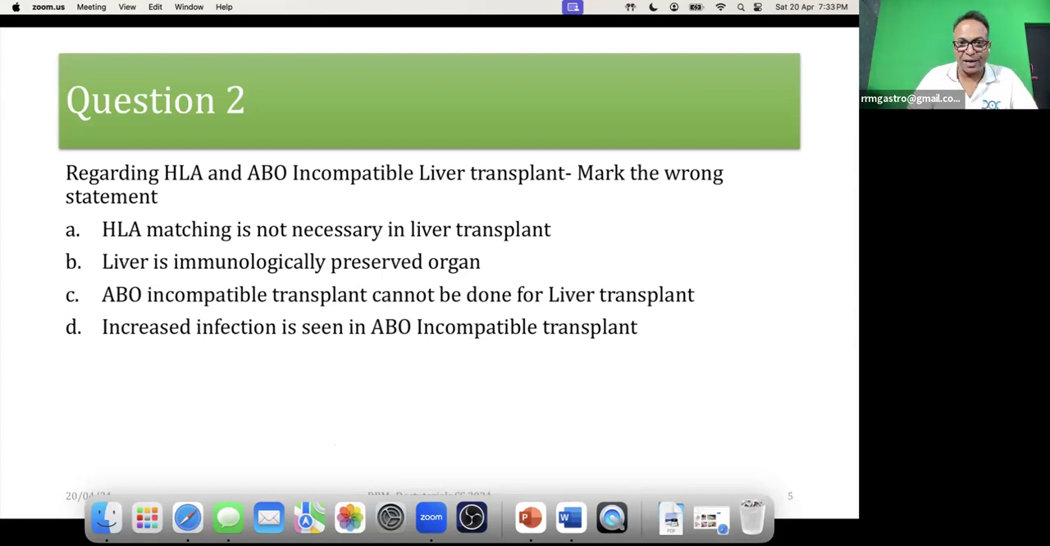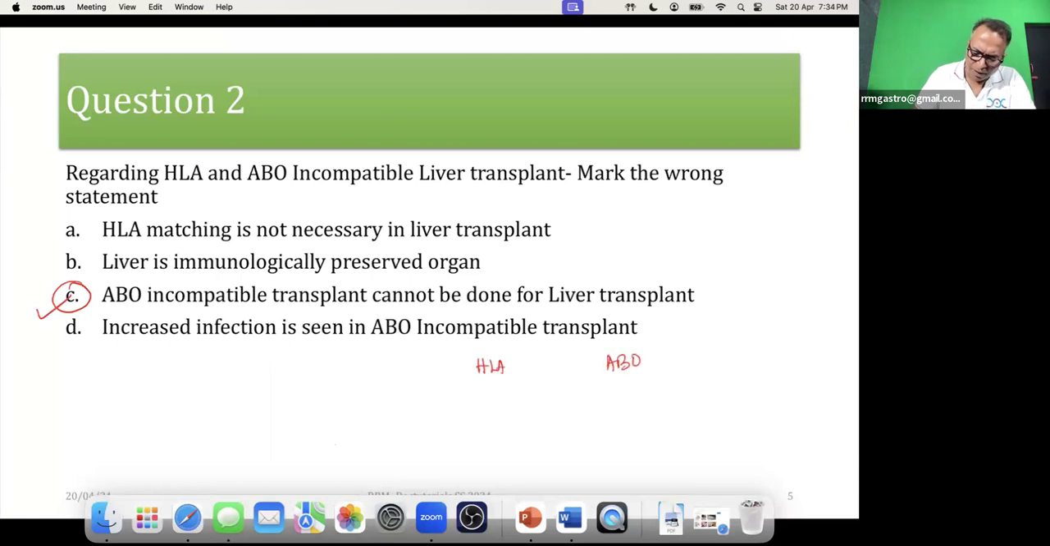HLA matching is not necessary in liver transplant. Liver is an immunologically privileged organ. ABO incompatible transplant cannot be done for liver transplant. Increased infection is seen in ABO incompatible transplant. Which is the wrong statement? Yes, very good. ABO incompatible transplant cannot be done for liver transplant. This is wrong. So you should understand about HLA matching and ABO matching.